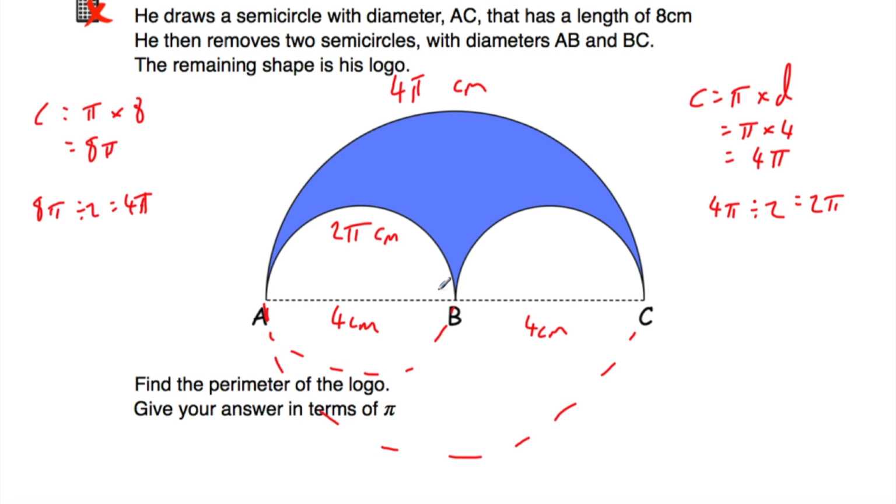And because B is in the middle, this semicircle and this semicircle will be identical. That means that this arc would also have a length of 2 pi centimeters. And that's fantastic. We can now work out the perimeter of the logo.